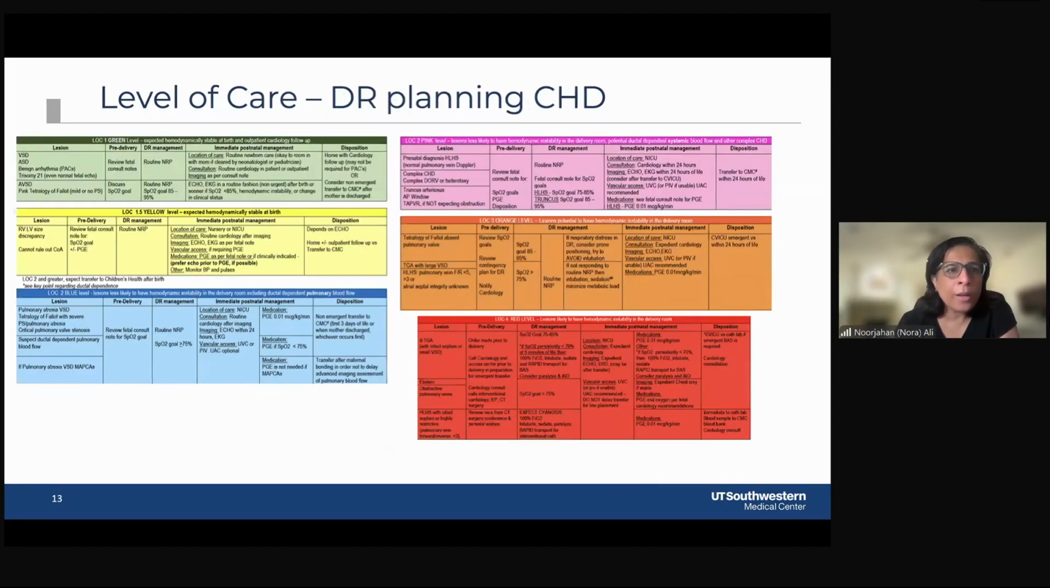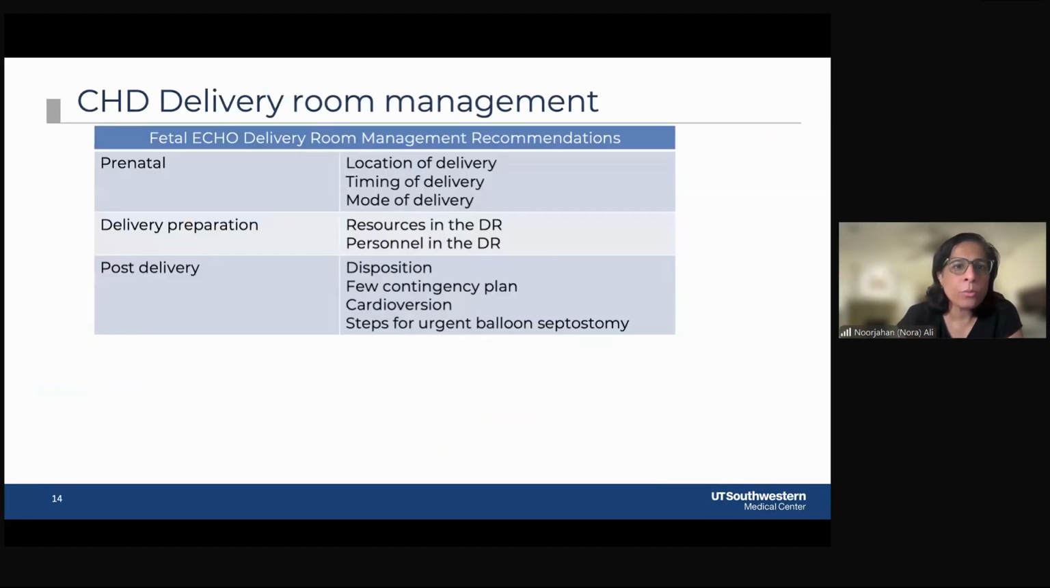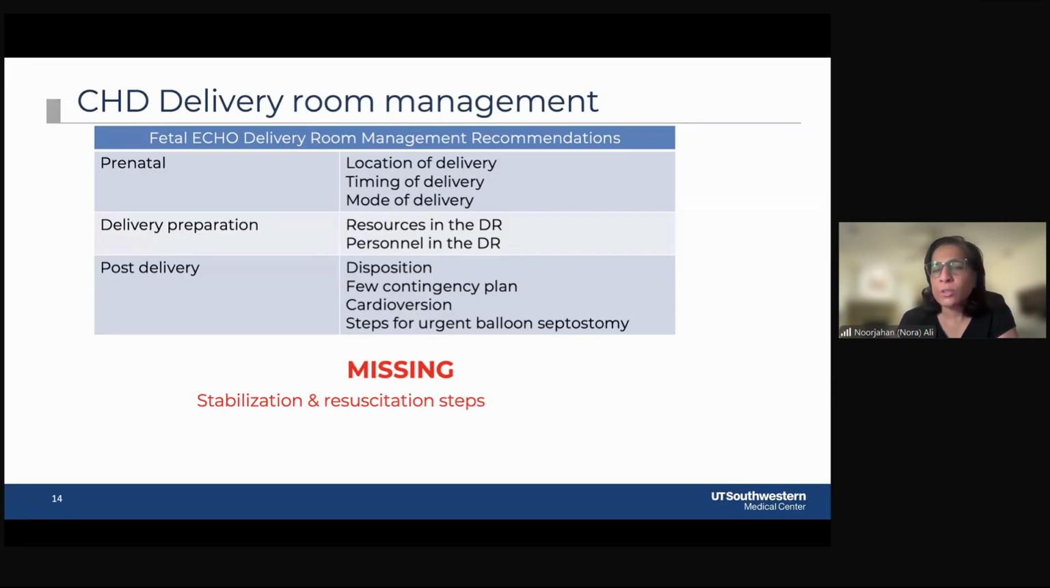So I'm just going to quickly go over this. There have been tons of papers where they've stratified the congenital heart defects and talk about where you should deliver, when you should deliver, mode of delivery, who should be in the delivery room, where they should go, should you start PGE, when should you consider balloon septostomy? But there's a huge gap that's missing. And what is it? What do you actually do in the delivery room? So if this baby is tachypneic, do you give them oxygen?